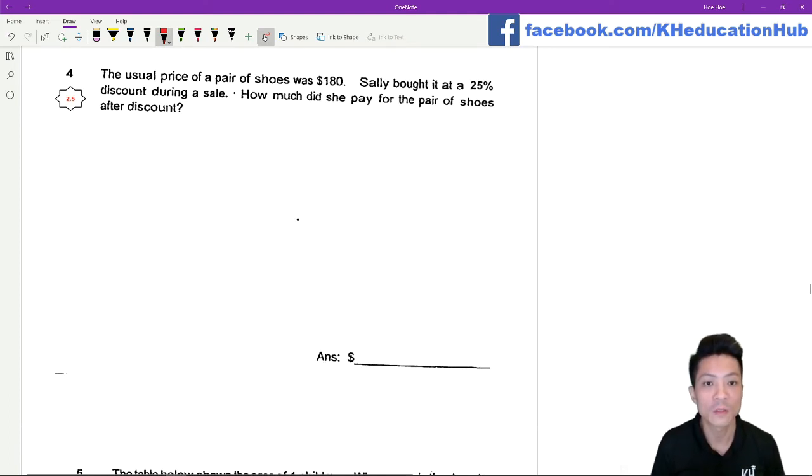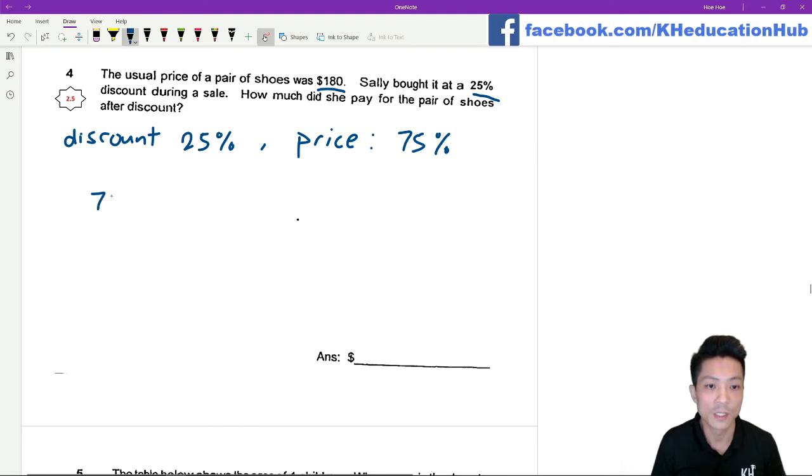Question 4. The usual price of a pair of shoes was $180. Sally bought it at a 25% discount during a sale. So how much did she pay for the pair of shoes after discount? If you bought it at a discount of 25%, that means the price is at 75%.